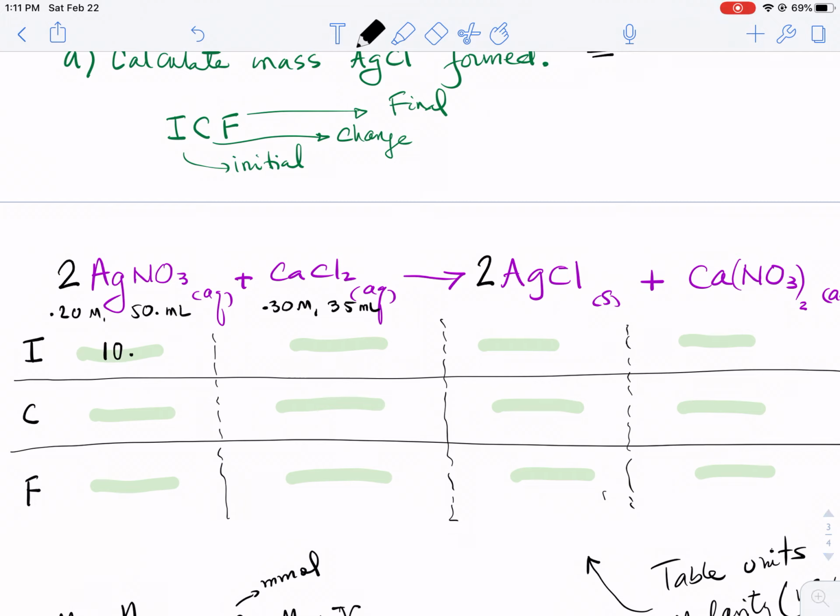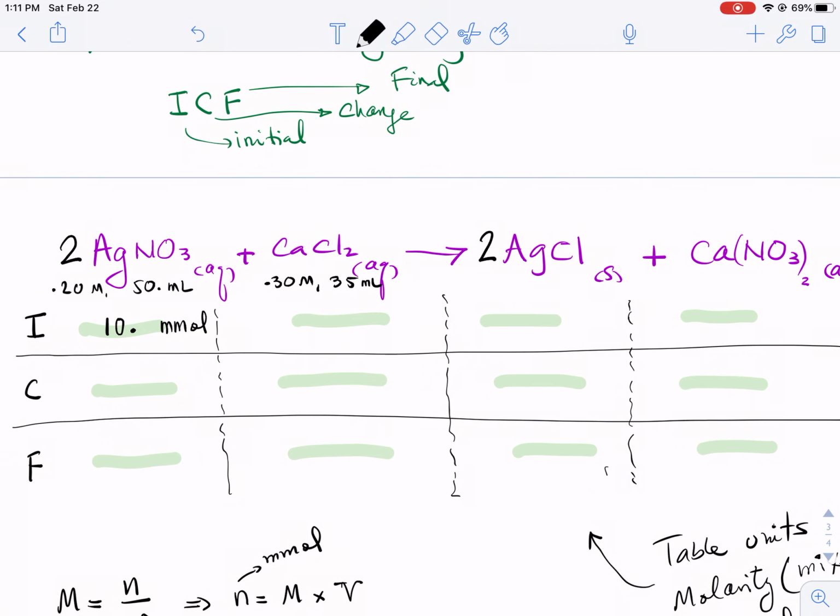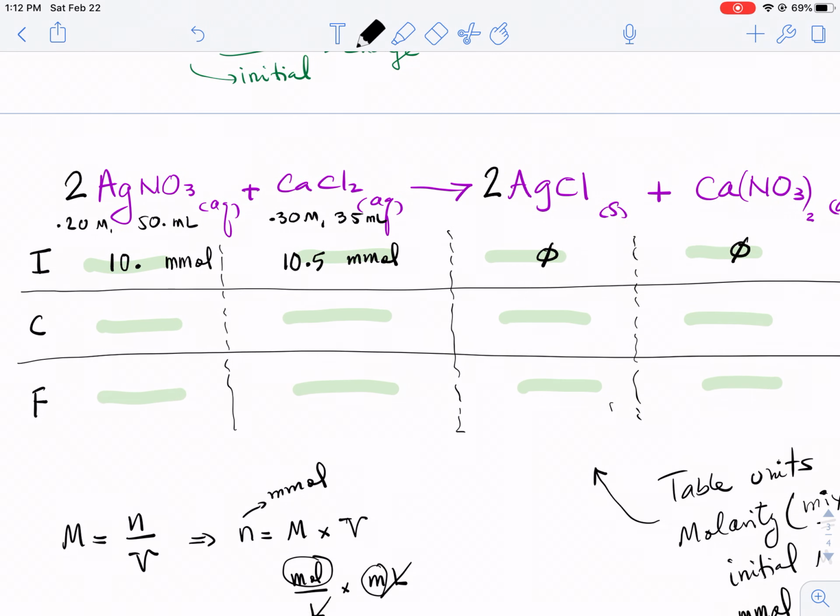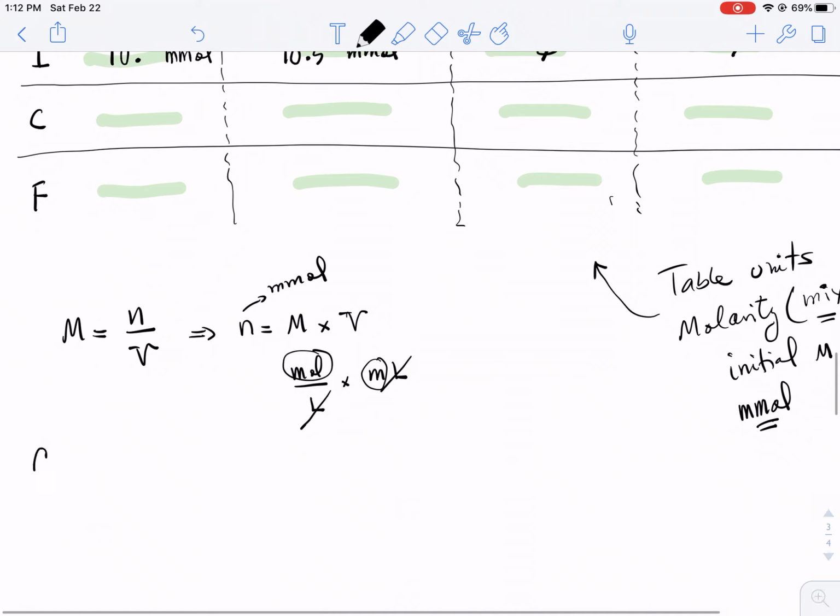The first one will give me 10. I'm going to write it once: the whole table is in millimoles, just to remind you, but I won't write it for the other quantities. The other one is 0.3 times 35, which is 10.5 millimoles. And of course, I don't have any millimoles of the products, so it will just be 0. Now, I need to know the change line, the line that C stands for.